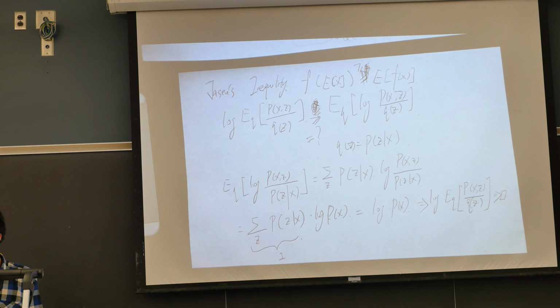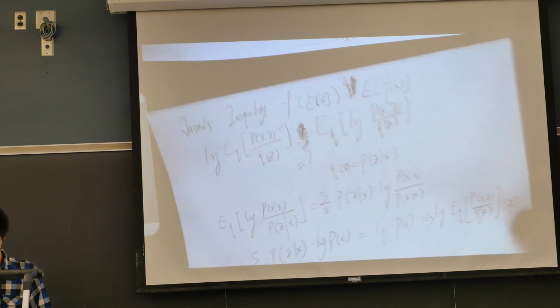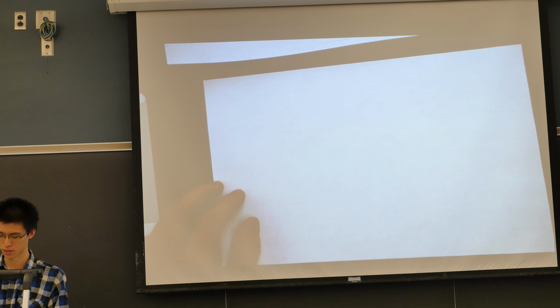Yeah, I was looking at an old lecture note I took like one year ago. So maybe I didn't pay much attention to the reference. Now that you know that Q of Z should be equal to P of Z given X, that gives us the equality. And then we actually get a tightened lower bound.